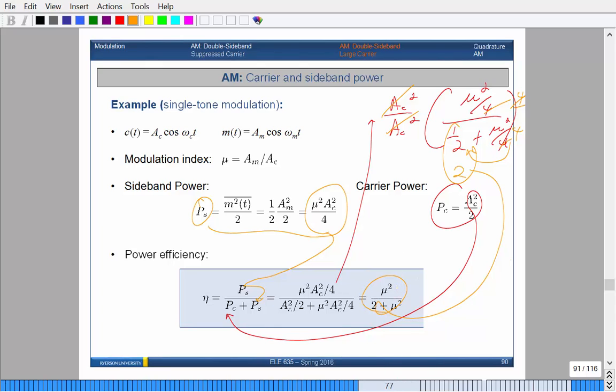So what this means is, remember that the modulation index varies between 0 and 1. Okay, so the largest efficiency you're ever going to get is when mu is equal to 1. So that's 1 over 2 plus 1, which is 1 over 3. So the maximum efficiency you're ever going to get with amplitude modulation for the single-tone case is 33%, which is pretty bad.